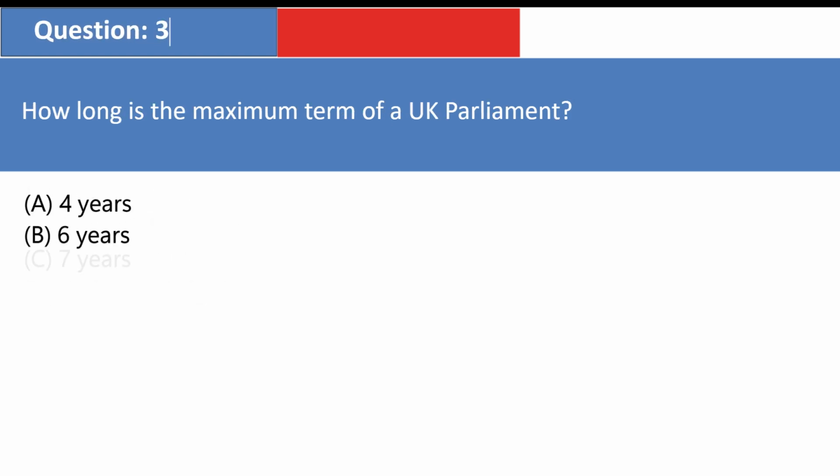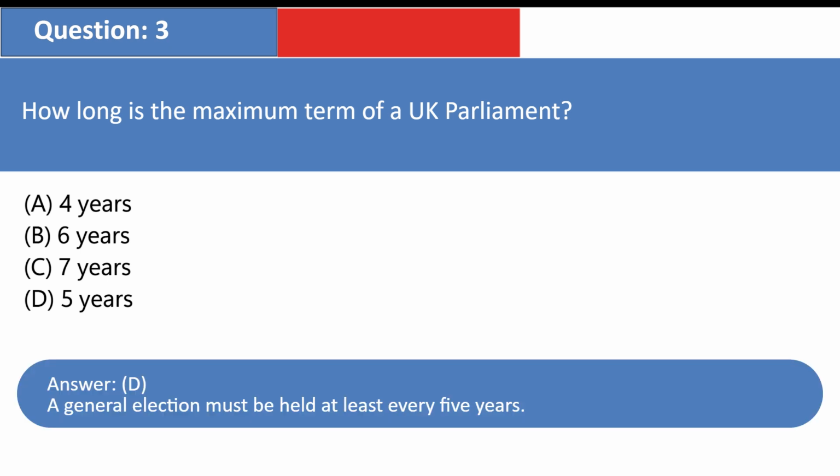How long is the maximum term of a UK Parliament? A. 4 years. B. 6 years. C. 7 years. D. 5 years. Answer: D. A general election must be held at least every 5 years.